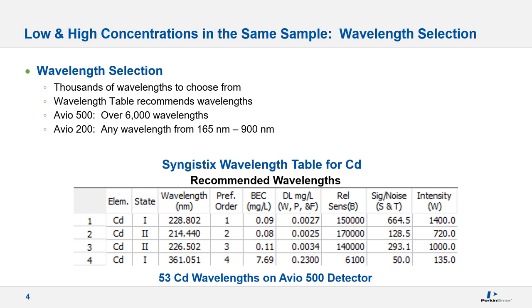Shown here are the top four recommended wavelengths for cadmium on the IVIA, although 53 cadmium wavelengths are available on the IVIA 500 detector. As shown in this table, the top three wavelengths have high intensity, while the fourth wavelength is much less sensitive. For the analysis of cadmium in wine, we use cadmium 114.